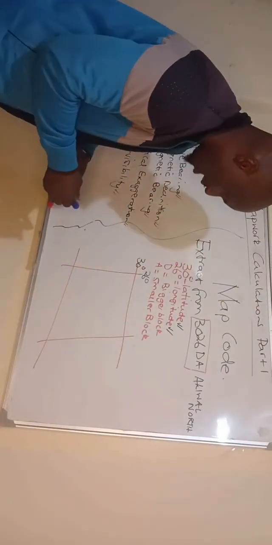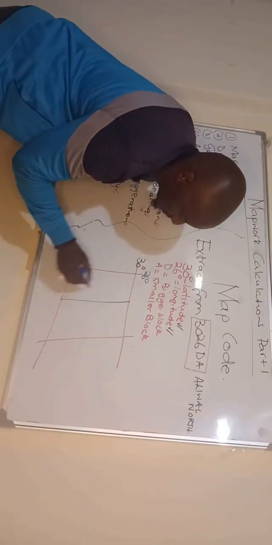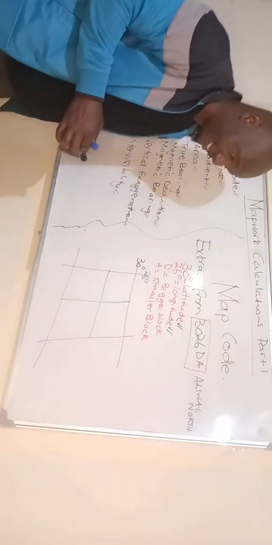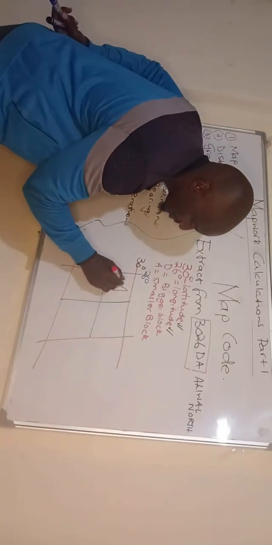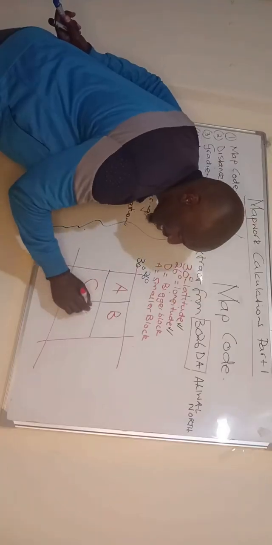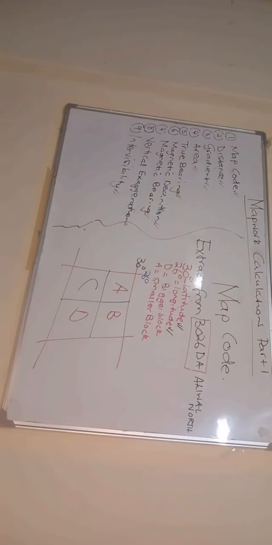Then our grid is divided into 4 bigger blocks. It's the same grid, but it's divided into 4 bigger blocks. That is A, B, C, and D. So we have got our grid that has been divided into 4 bigger blocks, A, B, C, and D. So D is your bigger block. Are you following?